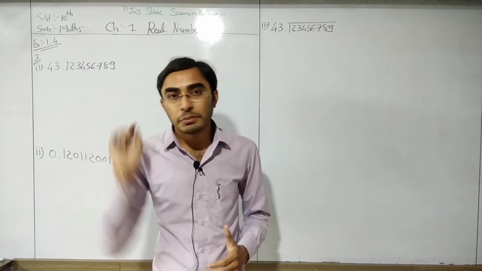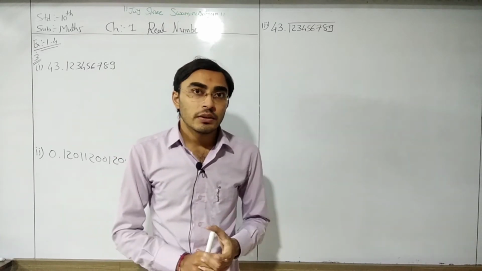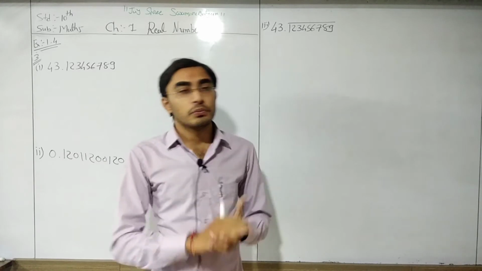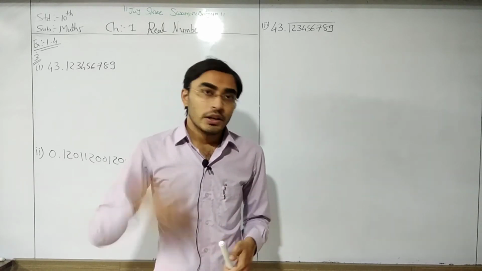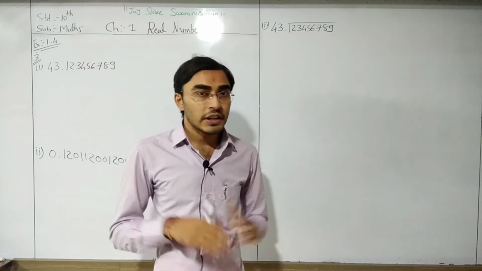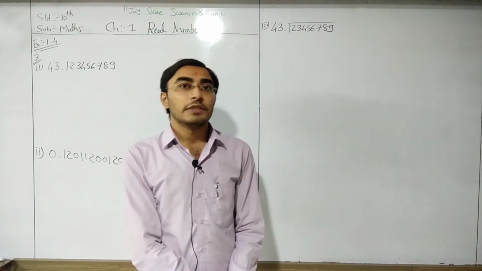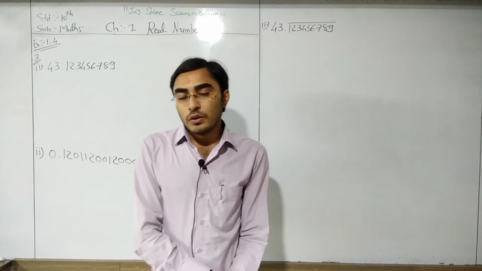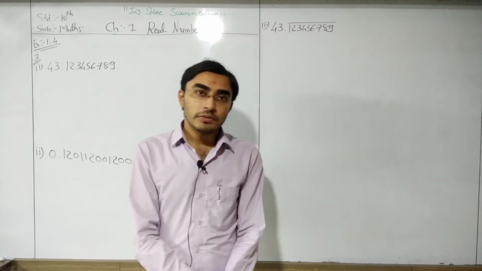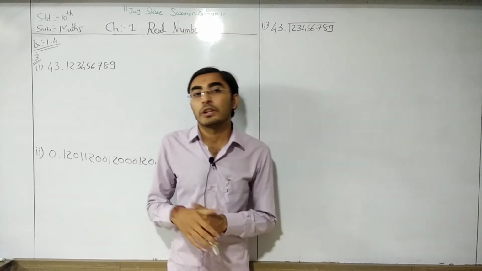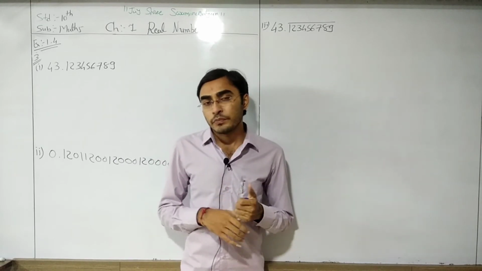And if these numbers are rational numbers, then we need to write the form of Q. If these numbers are rational numbers, then they can be represented in p by q form. So from that we need to write the form of Q. Okay, and when do we get a rational number? We already learned these things in our theory part, right?